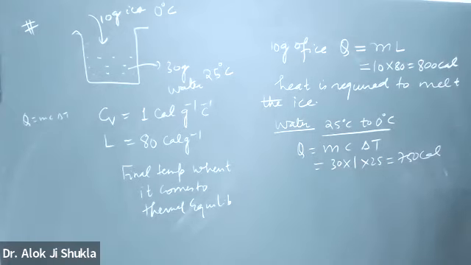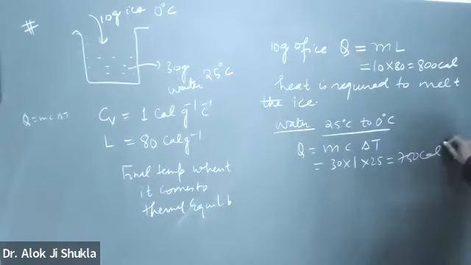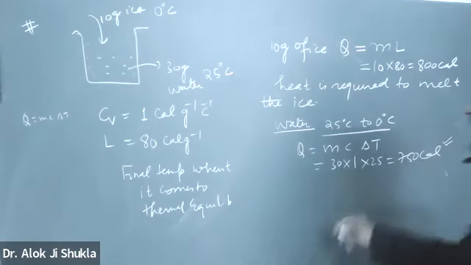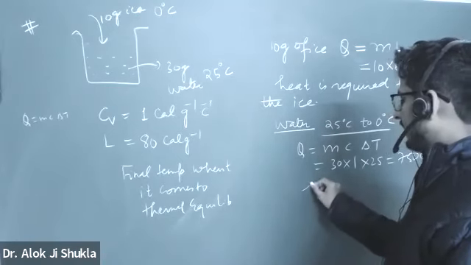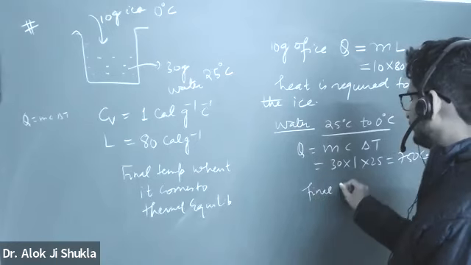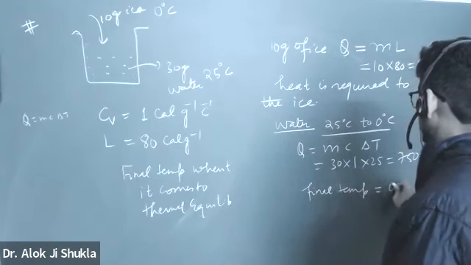So you can see 800 calorie heat is required by the 10 gram of ice, and only 750 calorie can be given by the water if the water cools down to 0 degrees Celsius, which is the freezing point of the ice. So that means the total ice will not be melted, yes or no? So some ice will remain, and that means the final temperature will be 0 degrees Celsius.